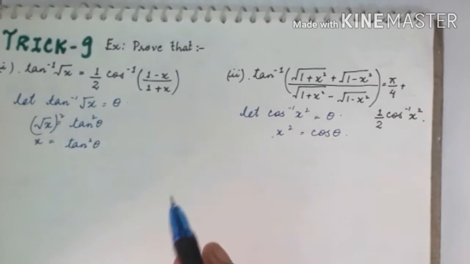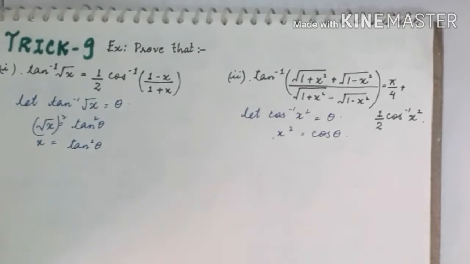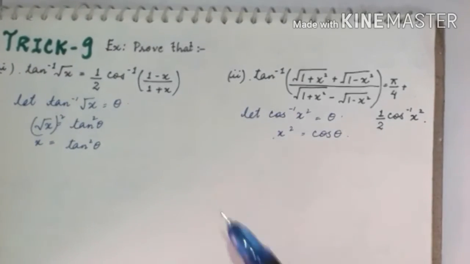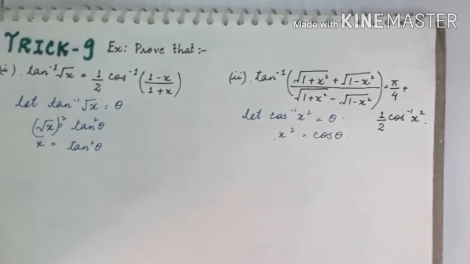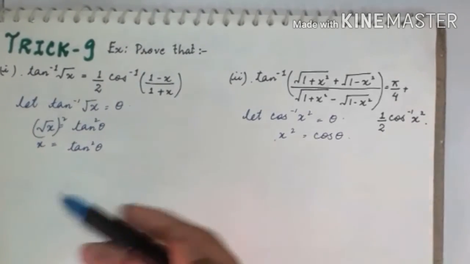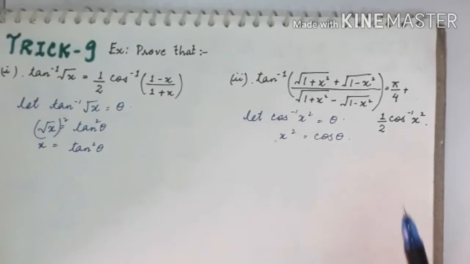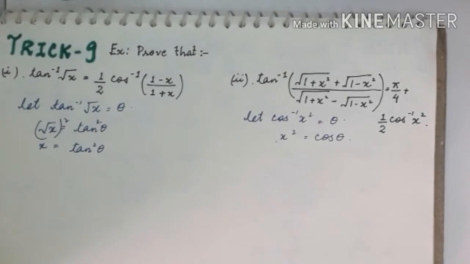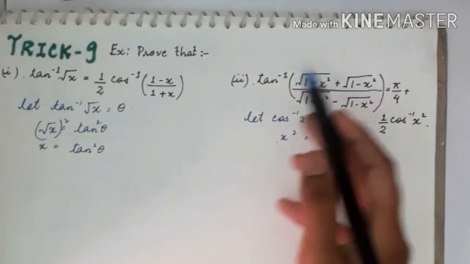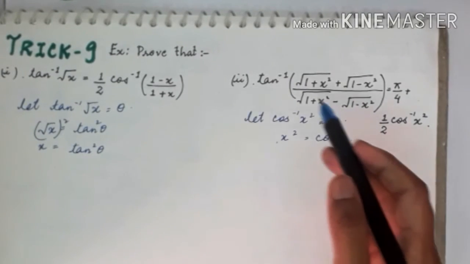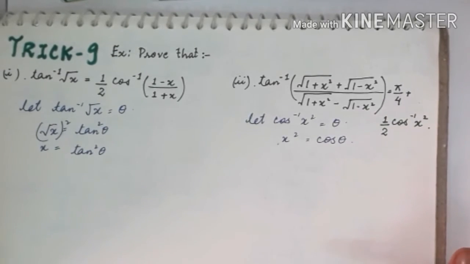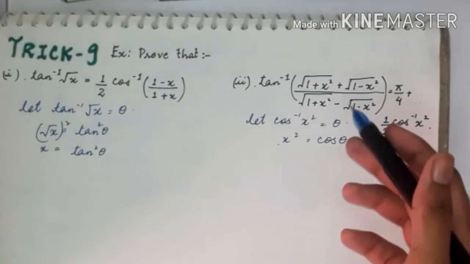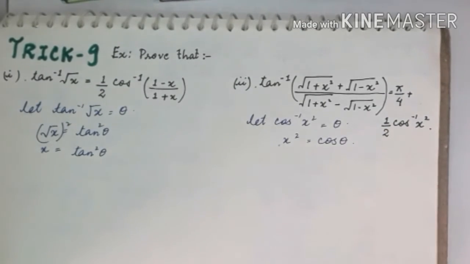Then this trick 9 is that you have to let from the question itself the simpler inverse trigonometric function, just let that, and from that trigonometric function get the value of x and put it on the other side. Put it here in the LHS in this case, and then you can easily prove this LHS to be equal to the RHS. Try it on your own, or else find the solution of this question at the end of this video.